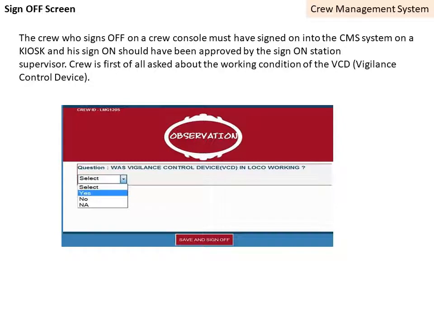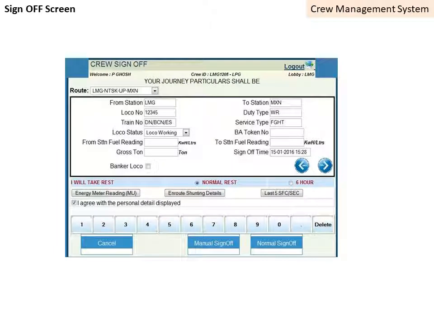The crew signing off on the crew console must have signed on to the system, and the kiosk signing on should have been approved by the signing on station supervisor. The crew is first asked about the working condition of the VCD device: is the vigilance control device in the loco working, yes or no? While signing off it will ask this. Then the crew signing off page will be displayed.